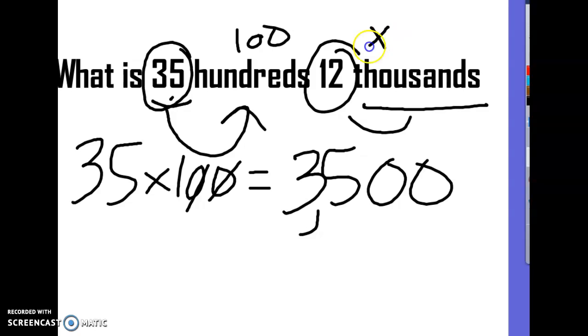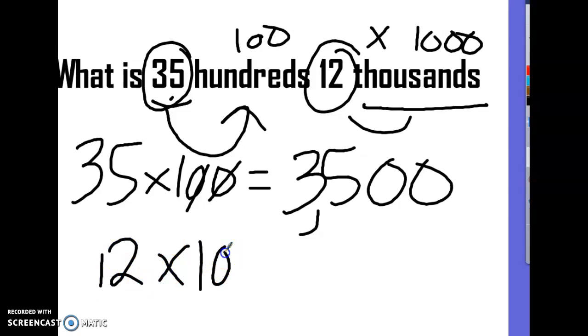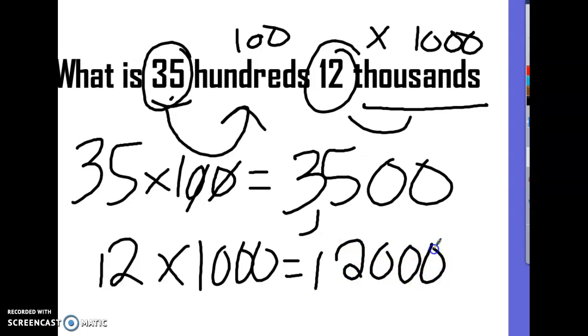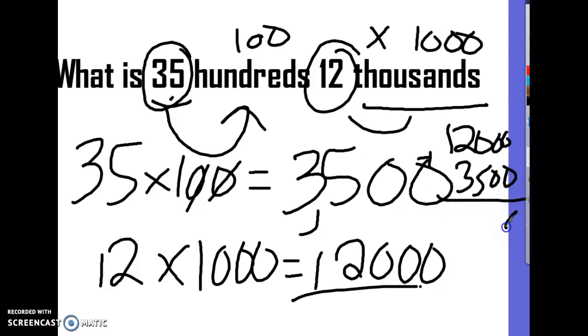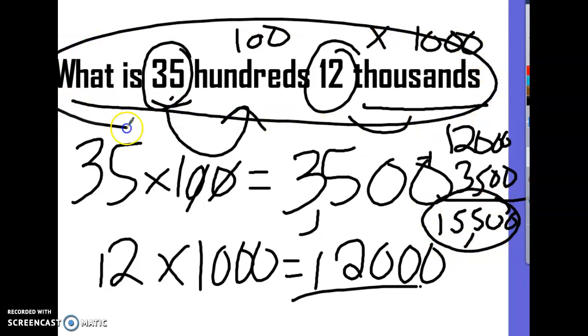12,000. So that's 12 times 1,000. So 12 times 1,000. What is 12 times 1,000? Good job. 12,000. So now I just need to add my numbers up. So I'm going to do 12,000 plus 3,500. So when I add this up, 3 plus 2 is 5, and 12 plus 3 is 15. So that's 15,500. This is what this actual number is.